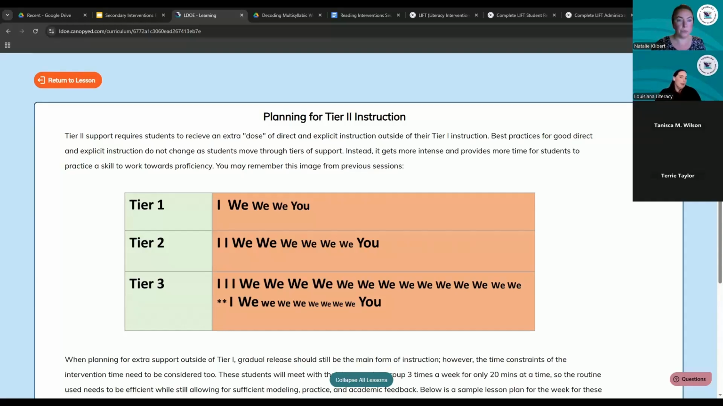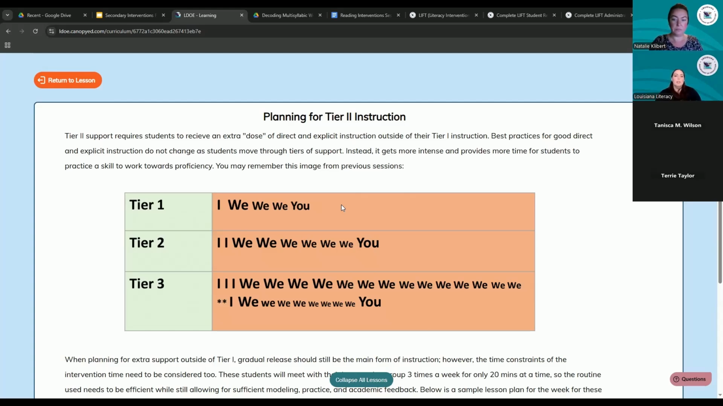So the best practices for direct and explicit instruction don't change, except that you're doing more of it. They need more opportunities to practice, with that guided practice and academic feedback, and they may need more examples of modeling and direct and explicit instruction from the teacher. In their core block, they might have gotten just one time where they got some modeling from the teacher, and then a few instances of guided practice before independent practice. When they get to tier 2, they're getting that extra modeling and then several extra opportunities to do guided practice with the same skills before they're doing independent work.